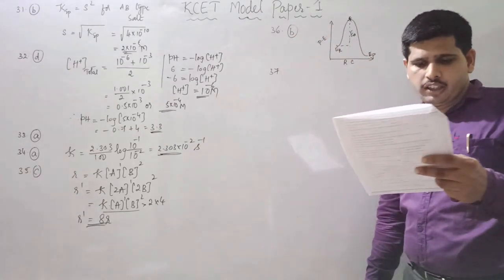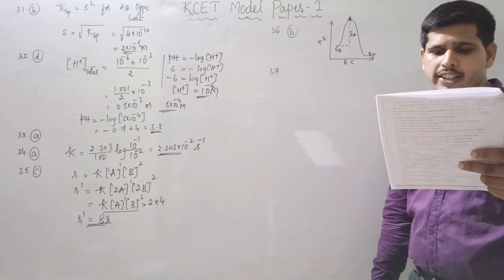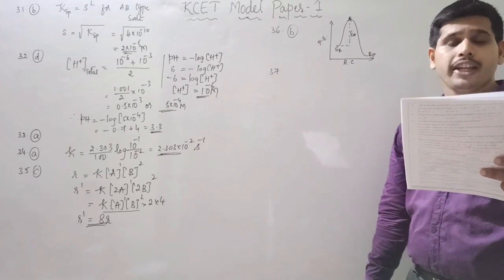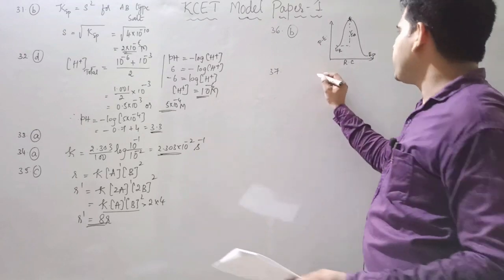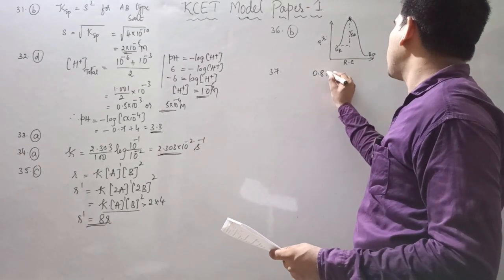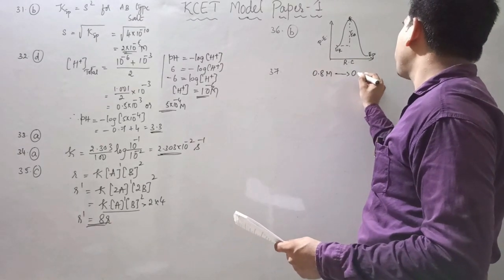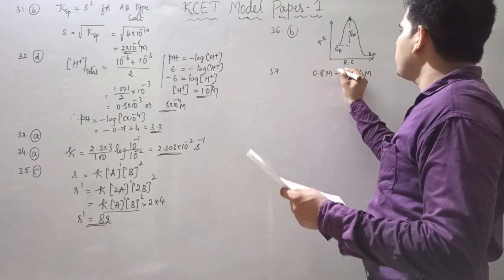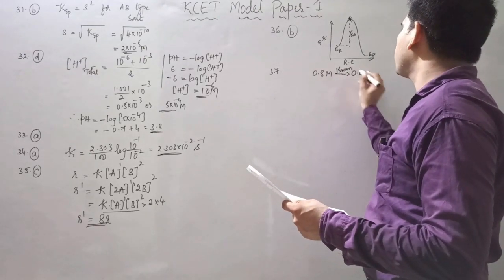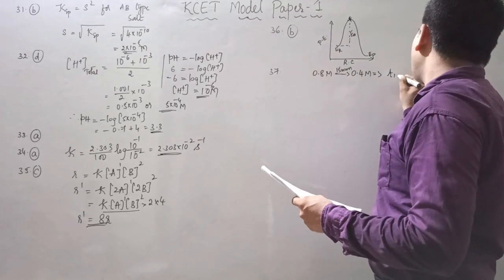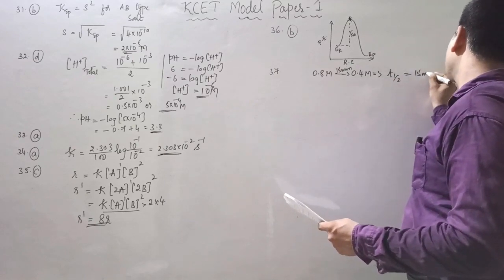37th one, the first order reaction: concentration of reactant decreases from 0.8 to 0.4 in 15 minutes. So what they are telling is 0.8 molar solution will reduce to 0.4. Isn't it half of it in 15 minutes? So half life is given. This implies T half is equal to 15 minutes.